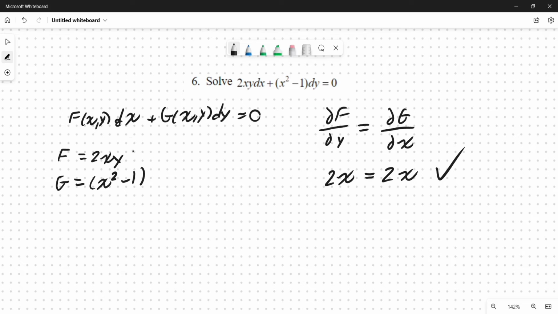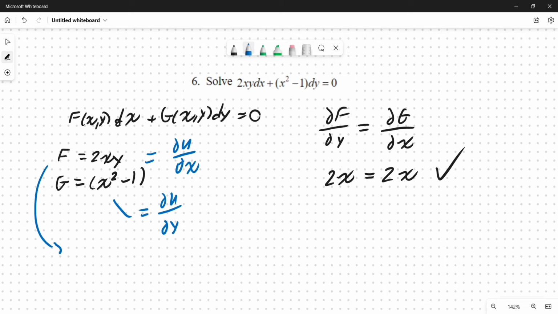So they equal each other, which is good. That means as long as you have the exact differential, like this condition is satisfied, you can go along with the following. We also know from our notes that f is equal to the partial derivative of u with respect to x, and g is the partial derivative of u with respect to y. So we're going to integrate both of them to find u of x,y.